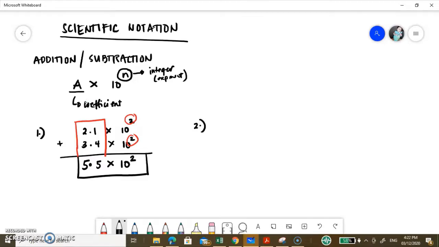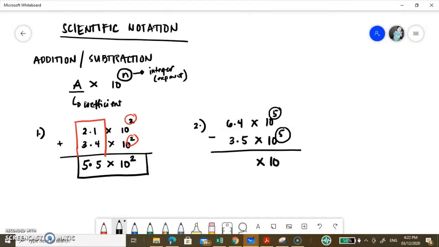Another example, if you have 6.4 times 10 raised to 5 minus, say, 3.5 times 10 raised to 5. So, this now is subtraction. So, ganun din, check nyo muna, dapat parehas yung exponent natin. So, you'd see same silang 5. So, pwede nyo diretso yung copy yan, times 10 raised to 5. And then, ito lang yung isubtract mo. So, naka-align naman ang decimal point.